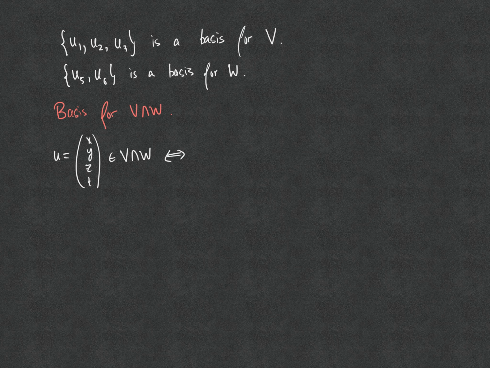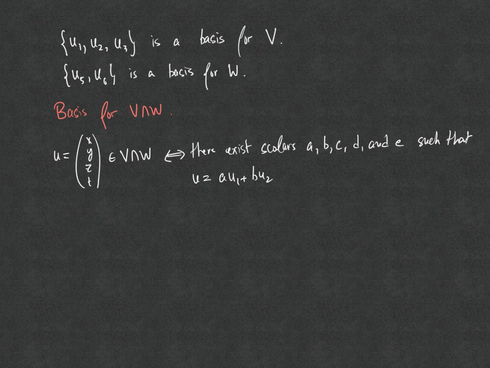So U is in V means that U can be written as a linear combination of the vectors U1, U2, and U3, and U is in W means that U can be written as a linear combination of U5 and U6. In other words, there exist scalars, let's say A, B, C, D, and E, such that U is equal to AU1 plus BU2 plus CU3. This expresses that U belongs to V, and also U equals DU5 plus EU6, which expresses that U belongs to W.